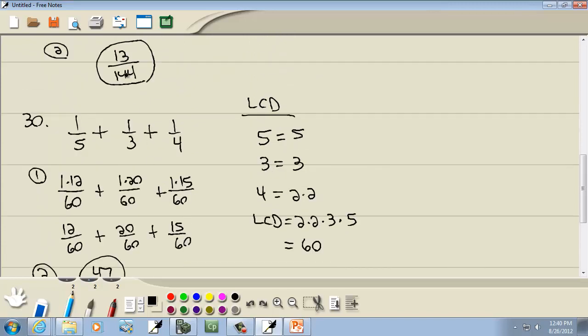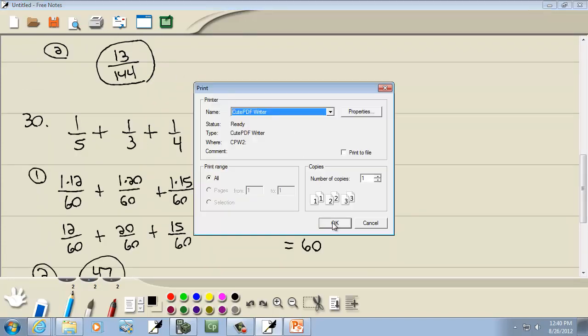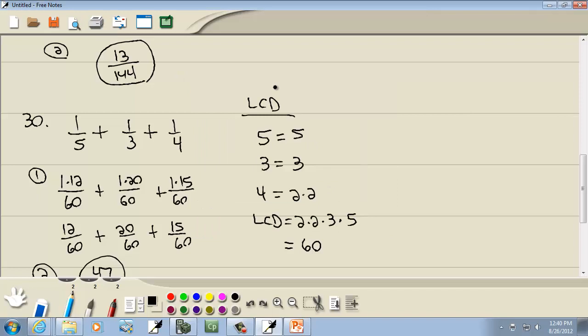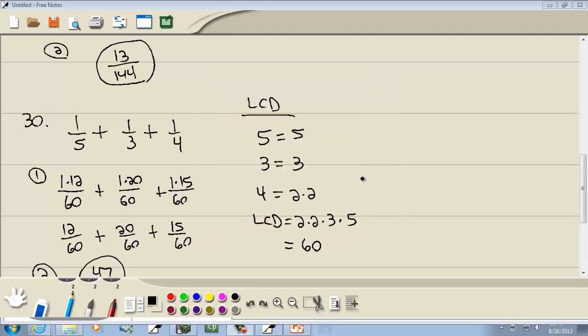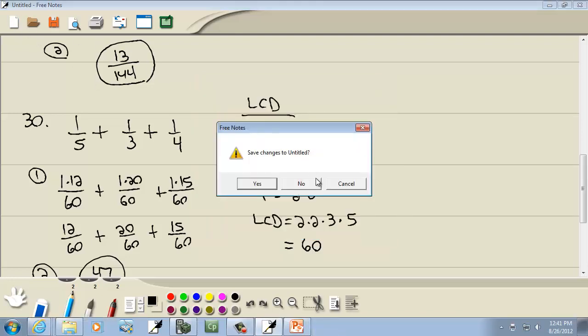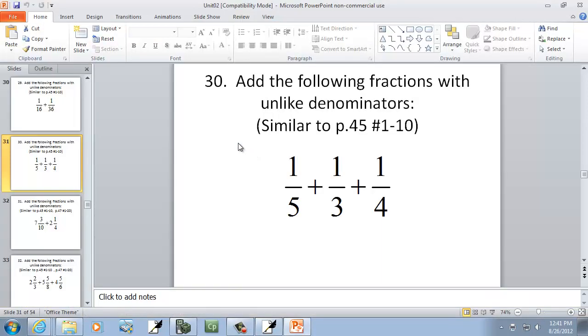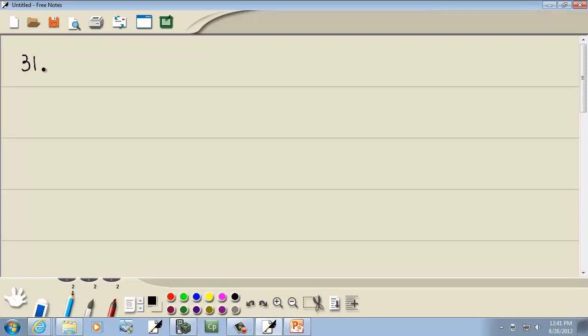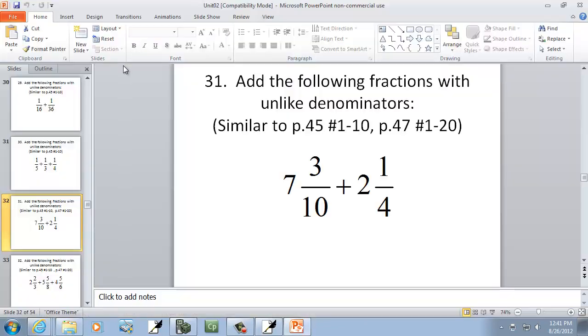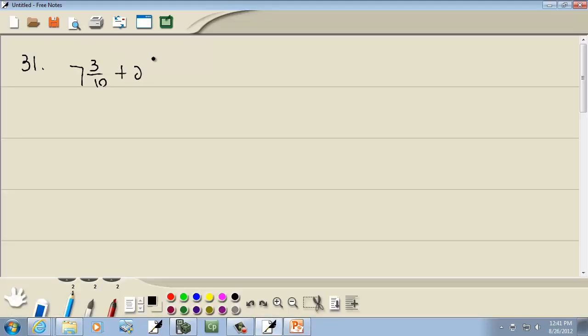Actually, I guess I'm ready for a new page. So let's take a look at this one. It has mixed numbers. You got 7 3/10 plus 2 1/4. Well, first thing we need to do is to get a common denominator.